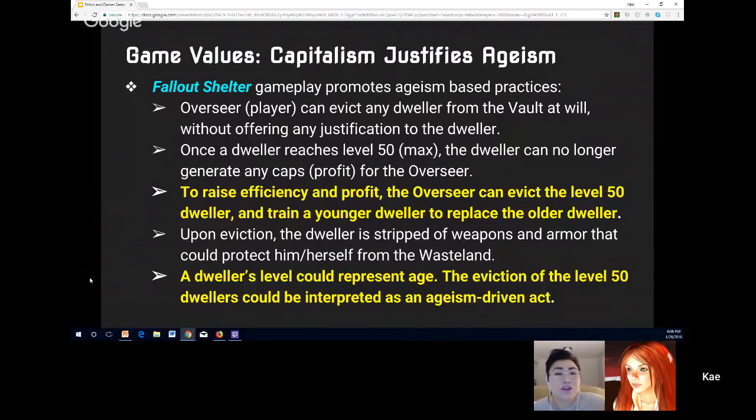There's no benefit or anything. We don't even give them a parting gift or food. They are thrown out with nothing. So we basically are killing them. Okay. So in this sense, this is what I mean by capitalism justifies ageism, because for the sake of money, you'll throw away those people who've been loyal to you all this time.